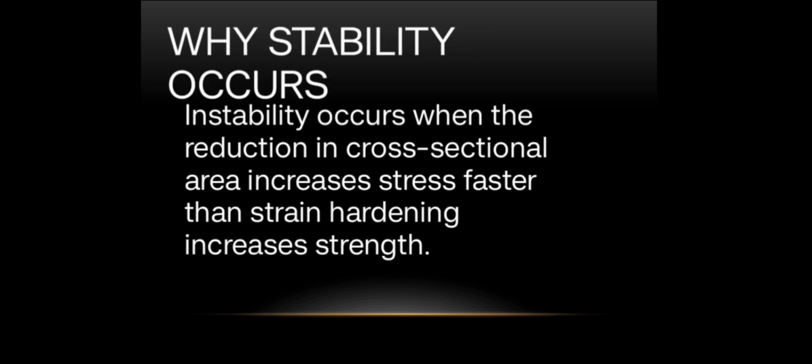Next, why does instability occur? The instability occurs when the reduction in cross-sectional area increases stress faster than strain hardening increases strength. Let's explain in detail. During tension, strain hardening increases strength, and the reduction in area increases stress. The instability occurs when the increase in stress due to the area reduction exceeds the increase in strength due to strain hardening.